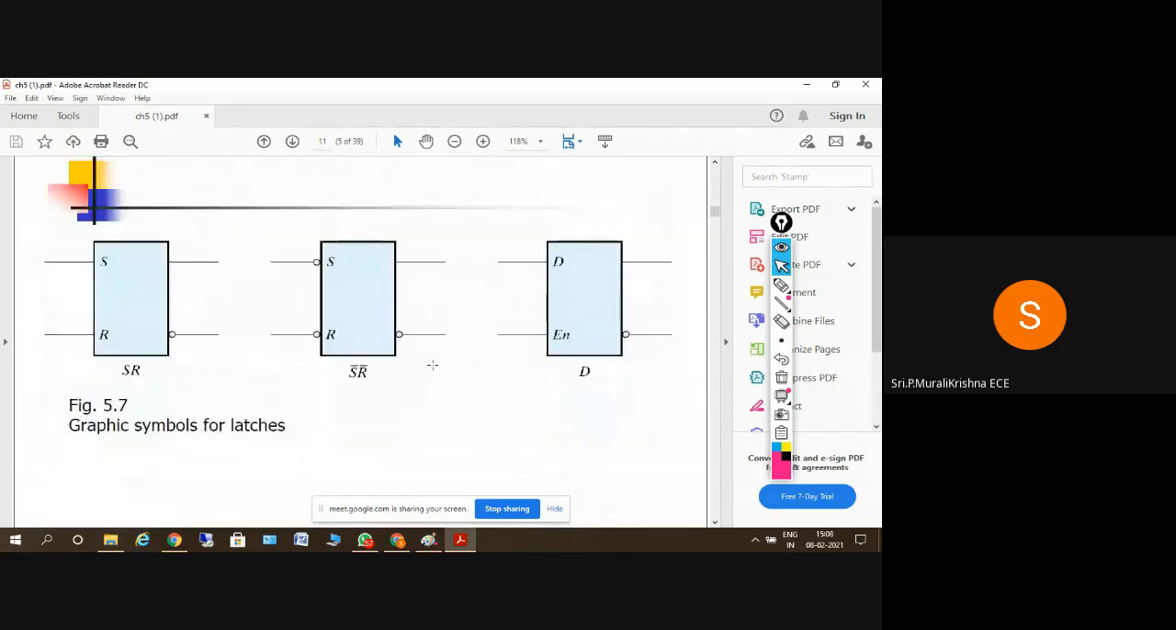And these are the symbols used here. Generally this will be the symbol used for the SR latch here. So the SR latch with NAND gates is called the S dash R dash latch here. It is called that because it performs the opposite function. That is the one which we designed with 2 NAND gates, so that is called the S dash R dash latch.